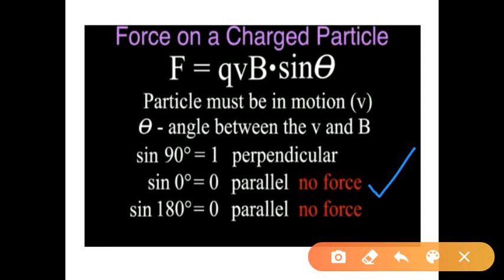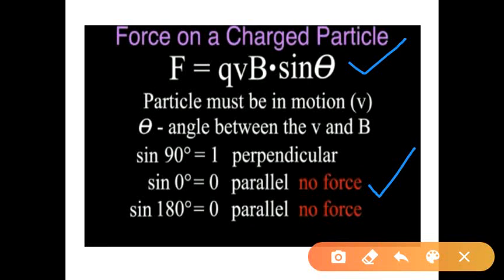Second case is when theta is equal to 0. Theta is equal to 0 means velocity and magnetic field both are in the same direction. Both are parallel. That is, if the charged particle moves in the same direction as that of the magnetic field, then putting theta equal to 0, sin theta is equal to 0, therefore we will get F equal to Q into V into B into 0, that is 0. That is, force will be 0. There will be no force. No force means it will continue its motion having no change.